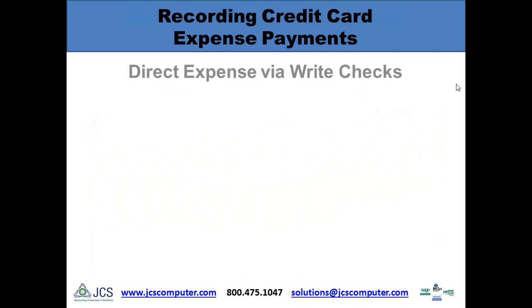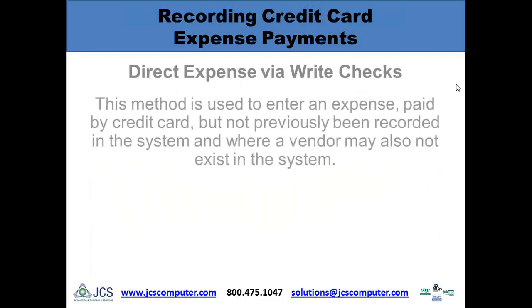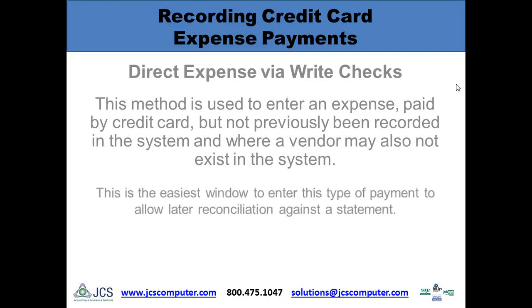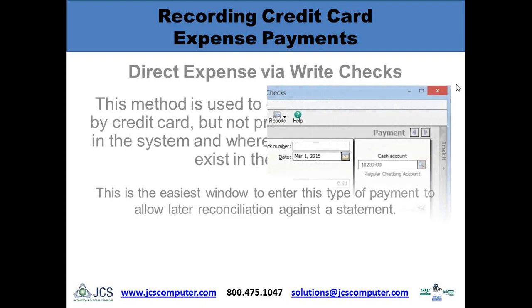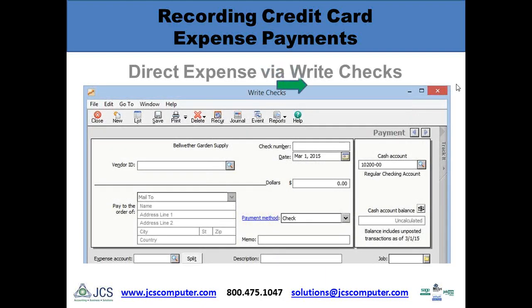We now can start recording those payments we've been talking about. We can do direct expenses using the write checks entry window. This is used for expenses that have not already previously been recorded in the system in any way. We can use this to record against a vendor or even somebody that is not currently in our system. This is probably the easiest method we have if you don't need to distribute this expense to multiple general ledger accounts. So here's our entry window.